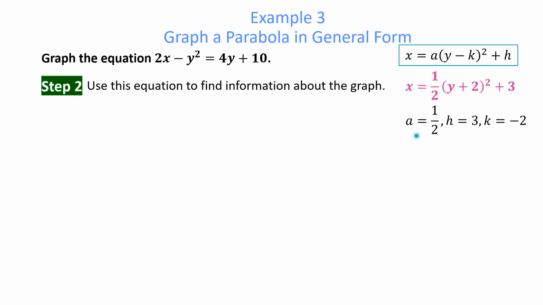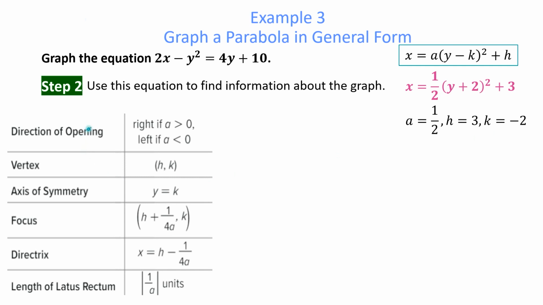And from these three values, we can find out all of this information about the parabola. So now, since a is a half and it's more than 0, we know that the direction of opening will be to the right. So it will look something like this, where we have a horizontal axis of symmetry. And then the vertex has coordinates (h, k), which we can have as (3, -2) by simply substituting h equals 3 and k equals -2.